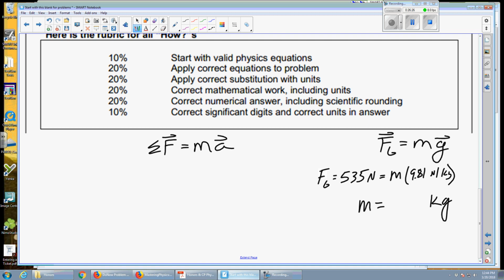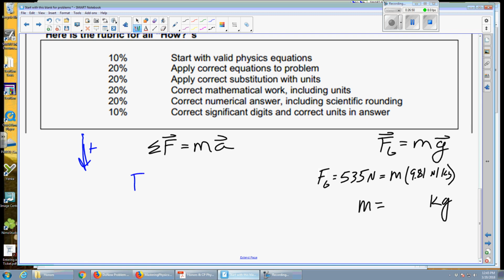All right, now, some of our forces. How many forces do we have in that diagram? 2. Which direction do you folks want to call as positive? Up? Down? Okay, so we're calling down as positive.